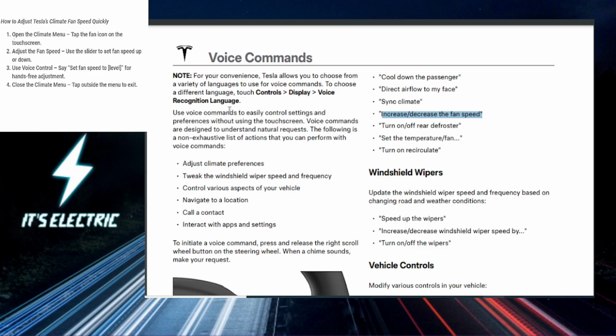and quieter. So a pro tip, guys, you can actually use voice control or voice command. So if you're driving and you want to make quick adjustments, just tap on the right scroll wheel and just say set fan speed to desired level. You can say increase fan speed, decrease fan speed, you can say things like that. And Tesla's voice recognition will adjust the fan speed without you even needing to look at the screen.